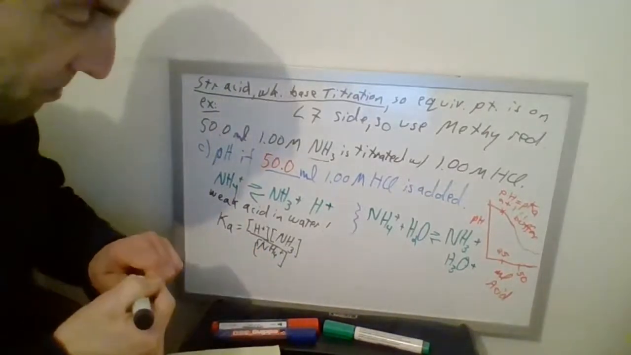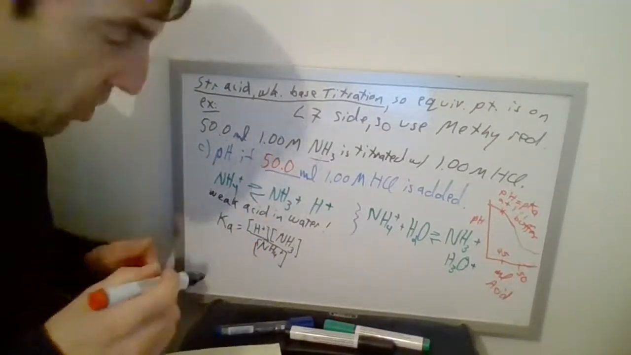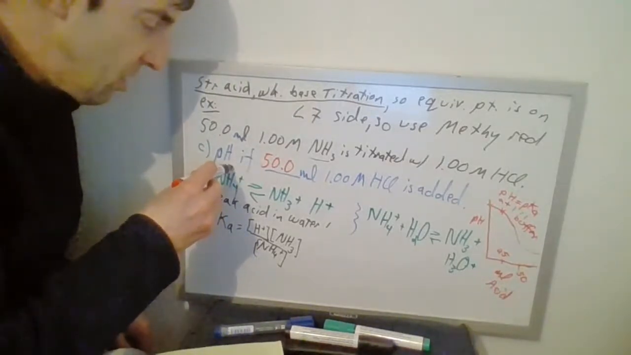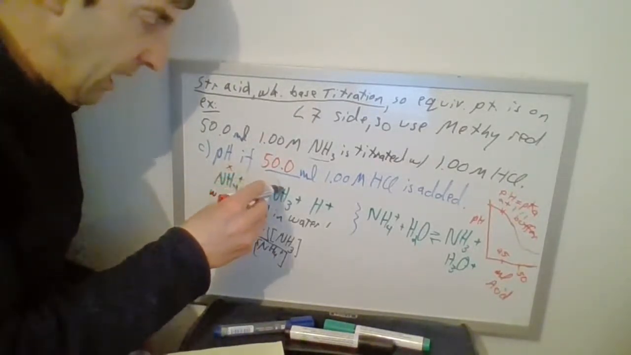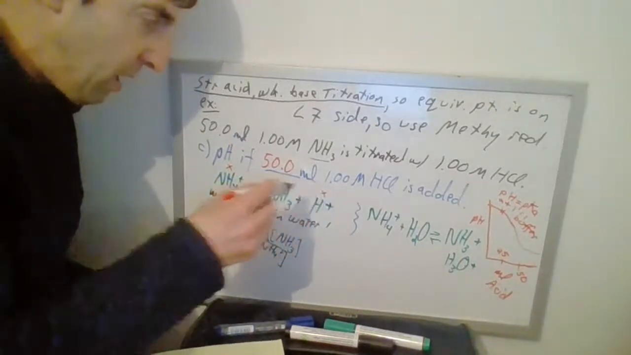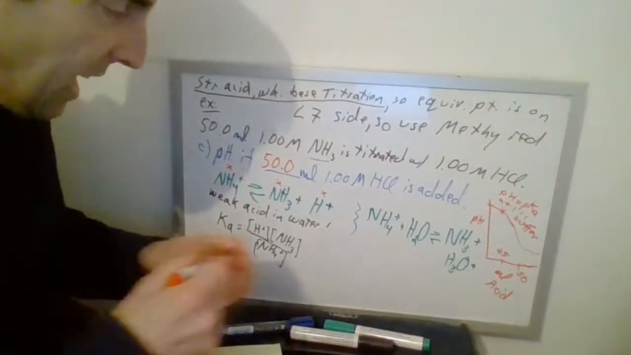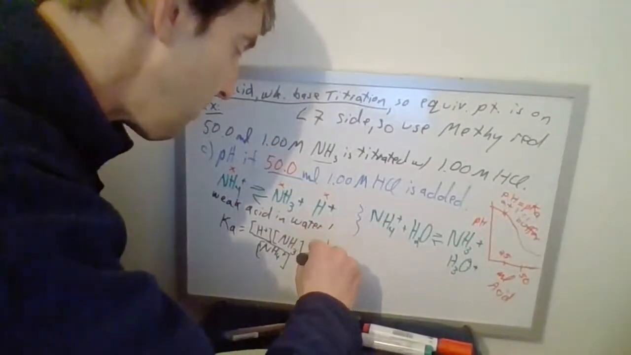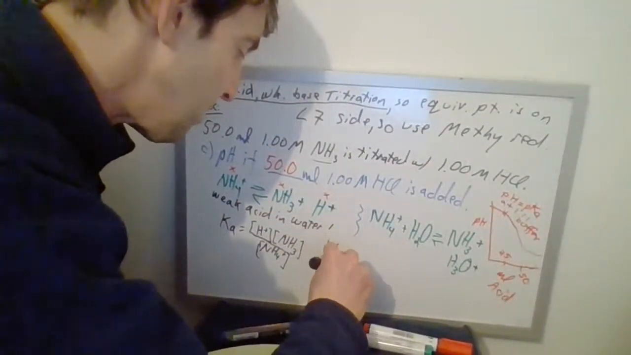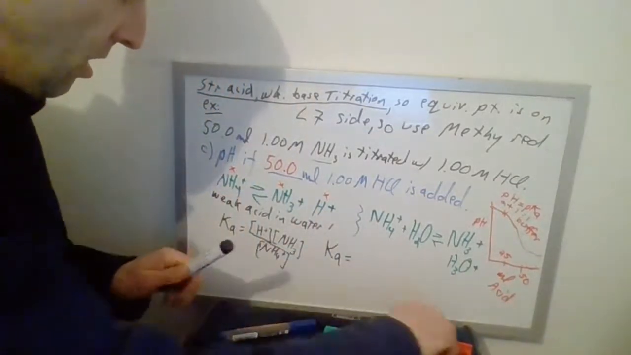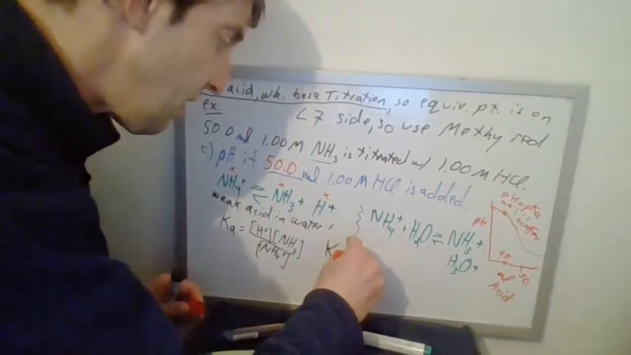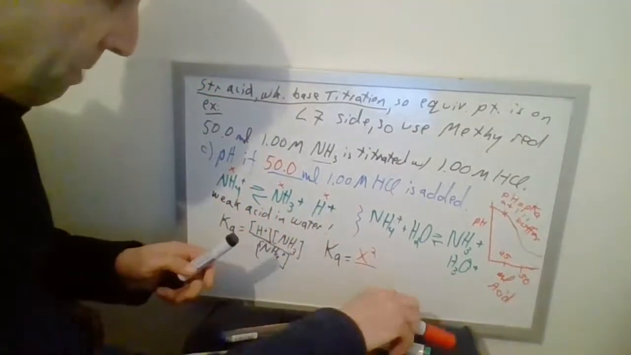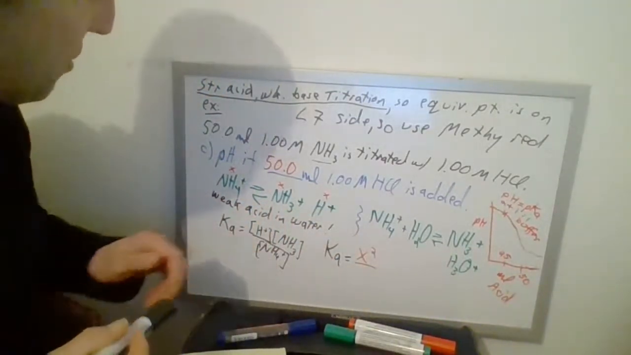All right, you know the game. You know the game because we just played it. There's a lot of these, and every one of these that does break down, I get X of these and X H pluses. So in terms of Ka, I'm going to get what? Ka is going to be X squared on top, right? Divided by the concentration of NH4 plus on the bottom.